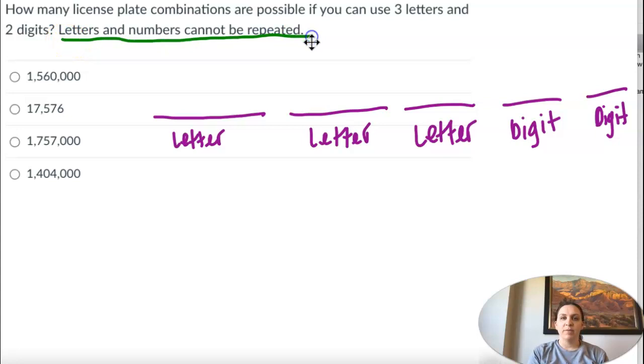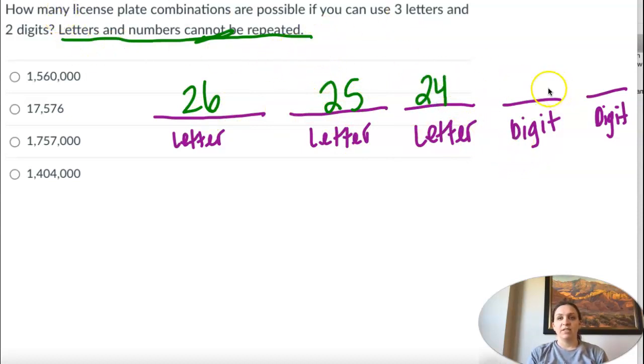This is important. So first thing, how many letters are there? How many options do we have? A, B, C, D, all the way up to Z, that's 26 letters. But they cannot be repeated. So now my next letter, how many options are there? Not 26, because what if it's A and then A? We can't repeat, so 25. Then we have another letter, but we can't repeat, and two are already gone, so 24.